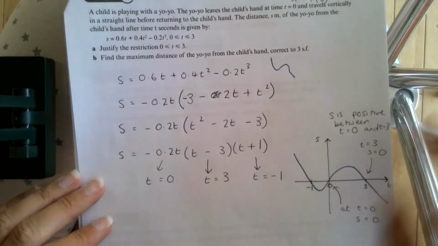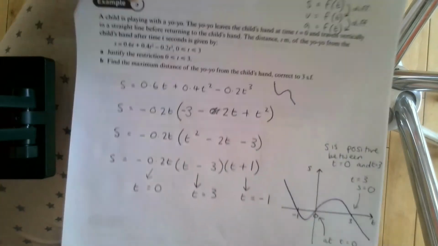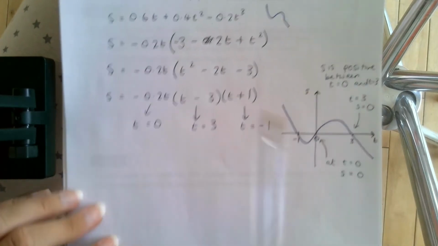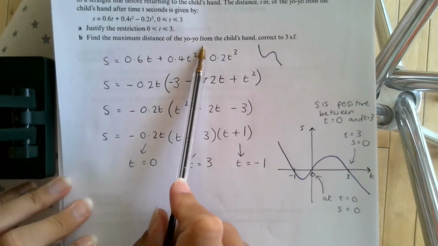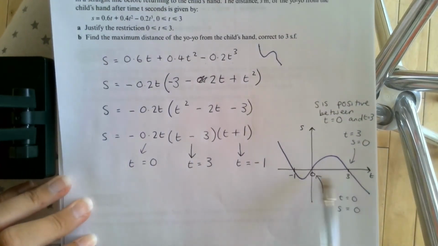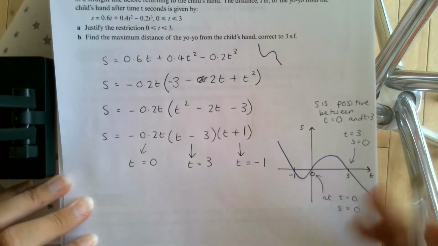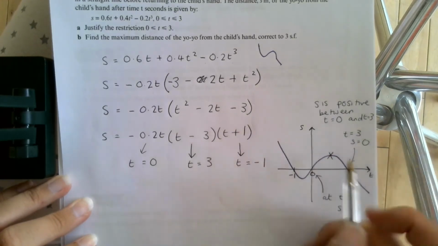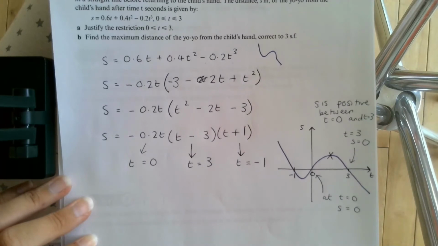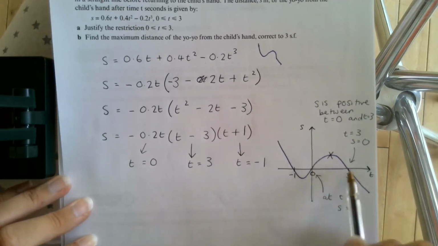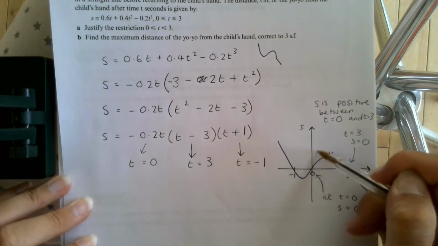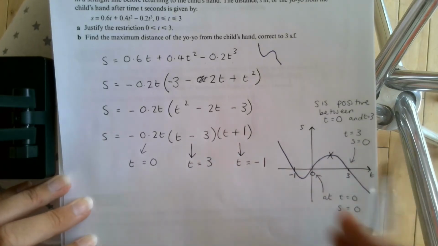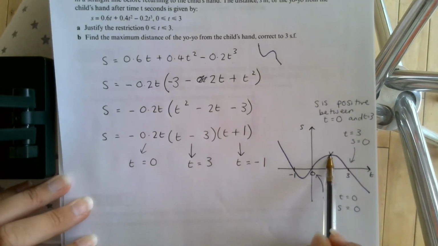Right, let's do the second bit then, because this is where we are using that maximum and minimum section. It says, find the maximum distance of the yo-yo from the child's hand. Because we're only focusing on this part of the graph between 0 and 3, the maximum distance is going to occur at this point here. However, my graph's a bit misleading. That looks like it's at t equals 1.5, but it's not necessarily the case. The graph could be going up and then slowly down. I don't know where that maximum point is occurring.